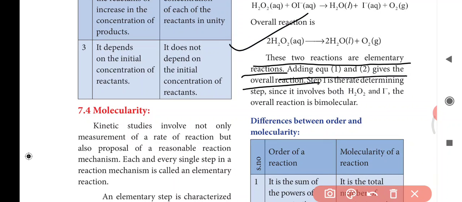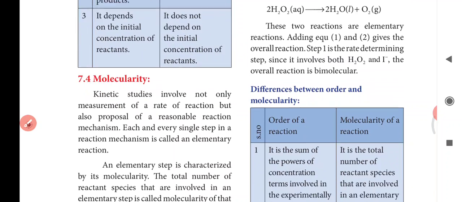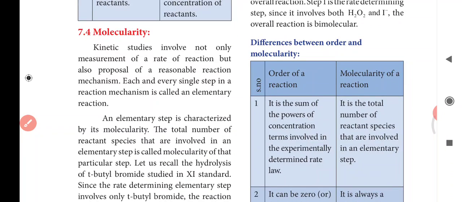Step 1 is the rate determining step, since it involves both H2O2 and I minus. The overall reaction is a bimolecular reaction, like an SN2 reaction. The difference between order and molecularity we will see in the next class. Okay, thank you.